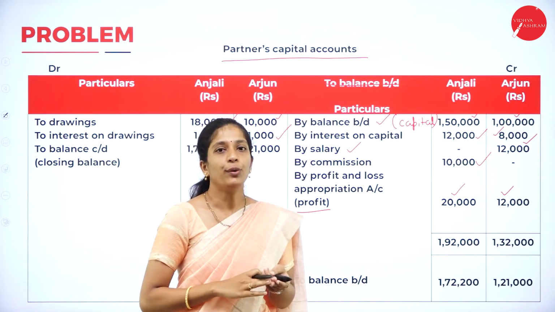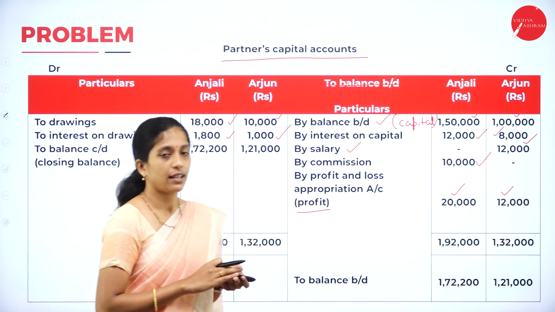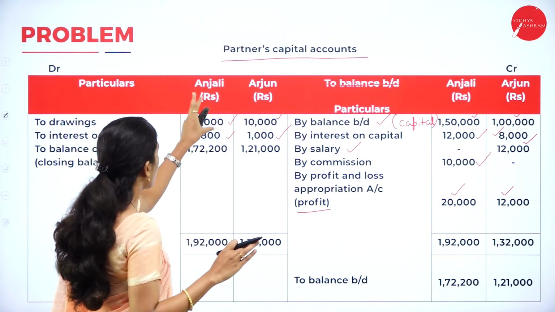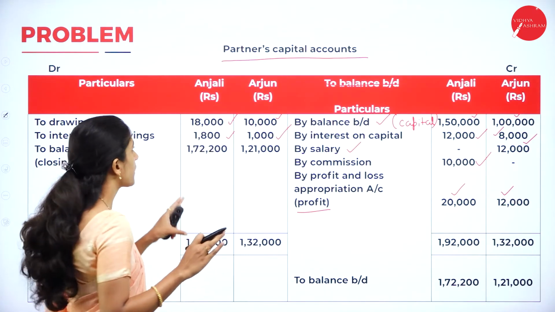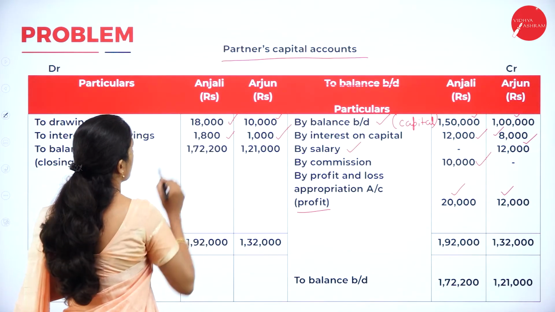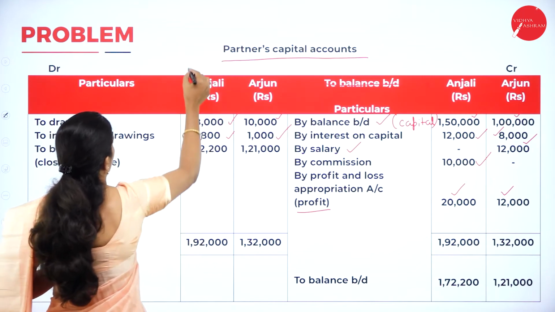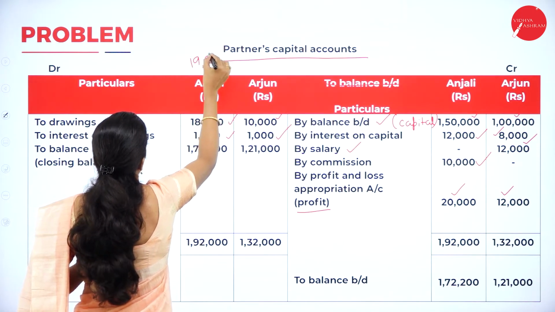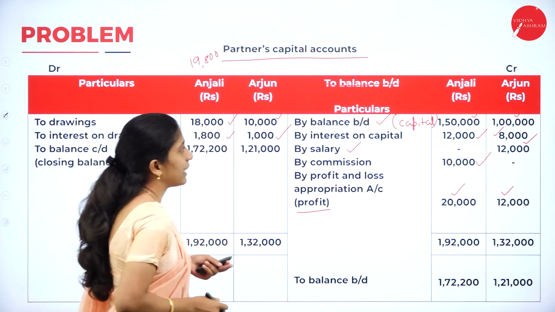Now what you have to do? We have to balance both the sides. Now how to balance? Take the column that of Anjali only first. So count the amount in the debit side. How much? 18,000 plus 1,800 will get 19,800.